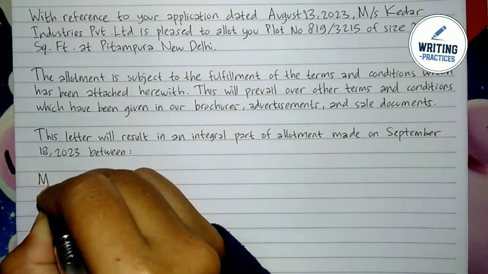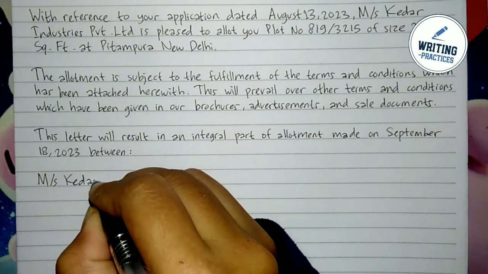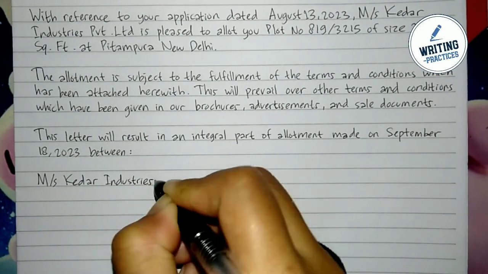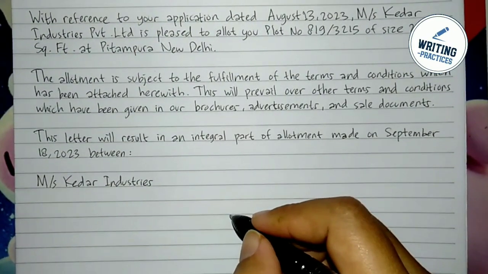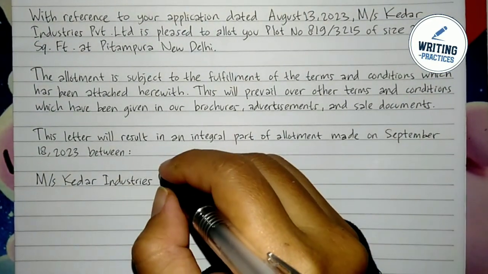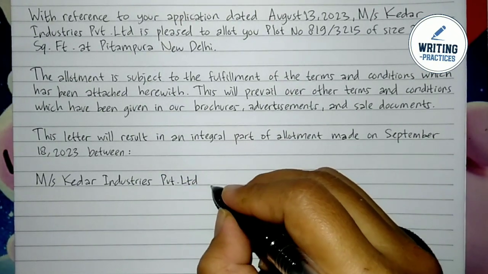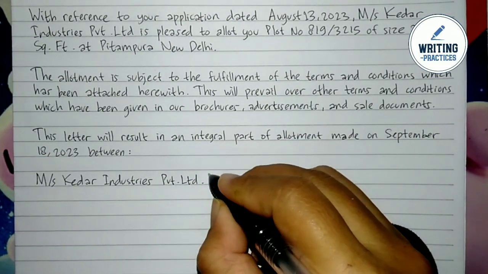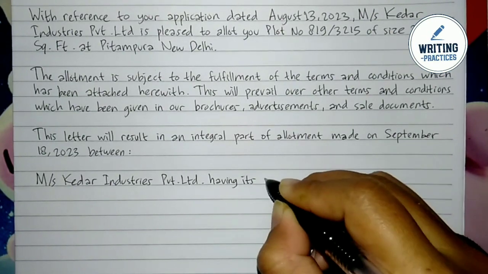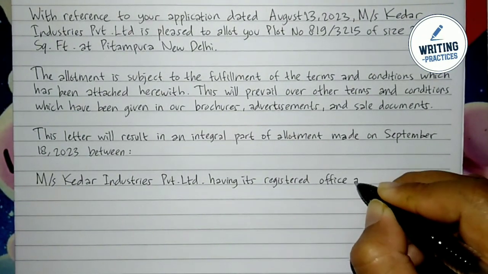In the fourth paragraph, you need to mention the first party. It should be your company that gives the allotment. So, write your company name here. In this example, it is MS Kedar Industries Private Limited. And write that the company has its registered office, mentioning the location as well.